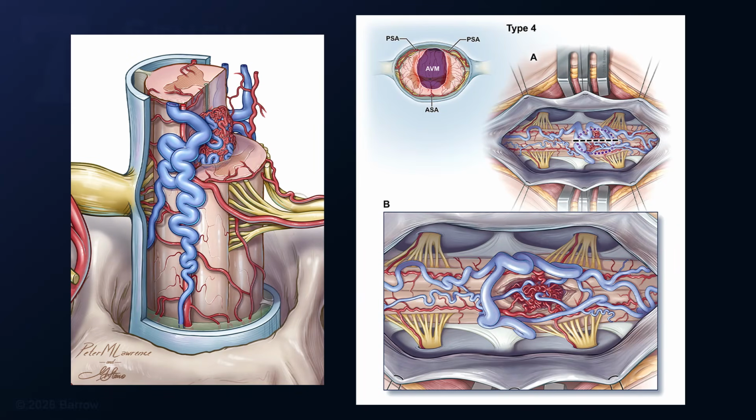These illustrations nicely demonstrate the anatomy of the type 4 intramedullary concentric spinal AVM. The AVM nidus occupies the central portion of the spinal cord and displaces the tracts to the periphery. The upper inset to the right shows the relationship of the AVM to the surrounding horns of the spinal cord. These AVMs have blood supply from both anterior spinal artery and posterior spinal arteries.